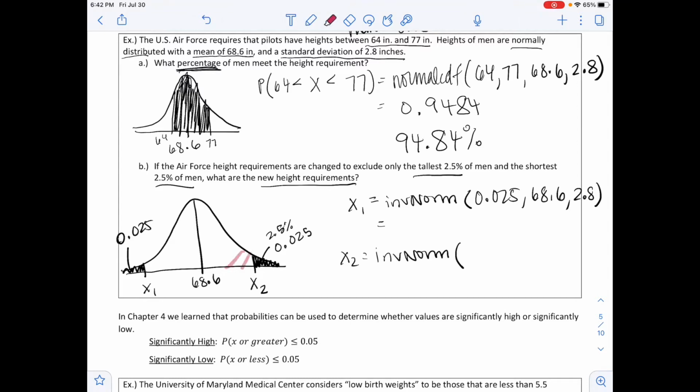area to the left of x2 is all of this. And so in order to do that, we do 1 minus 0.025, or you can write it as 0.975. So the area to the left of x2 is 0.975. Mean is 68.6. Standard deviation is 2.8.